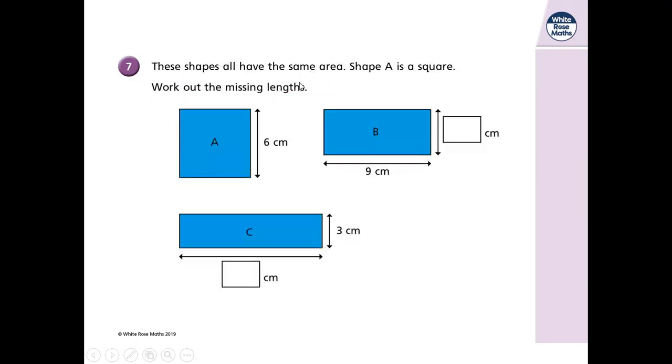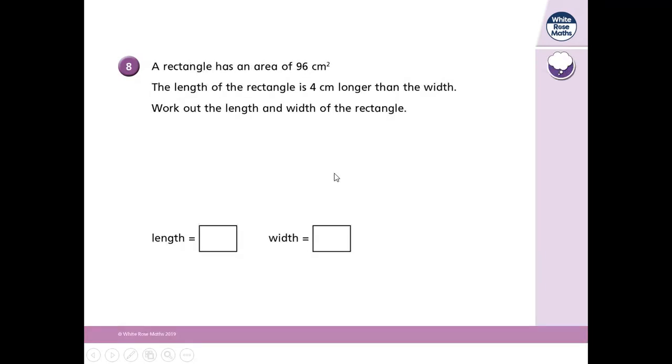When you're trying to work out these shapes, bear in mind that shape A has got an area of 36 centimeters squared. So to find the missing length in shape B, you need to divide 36 by 9. And in question C, you need to divide 36 by 3 to find the missing length. When you're working with this question, just think about two numbers that you can multiply to have 96, and those lengths have to have a difference of 4 centimeters between them.